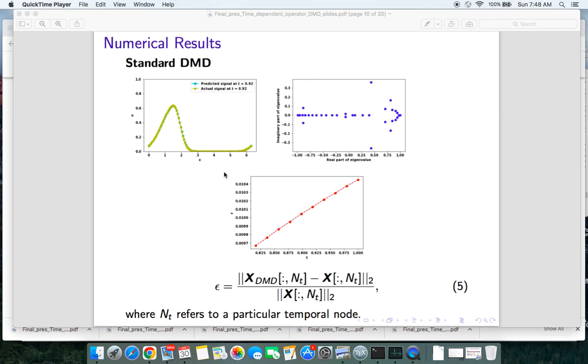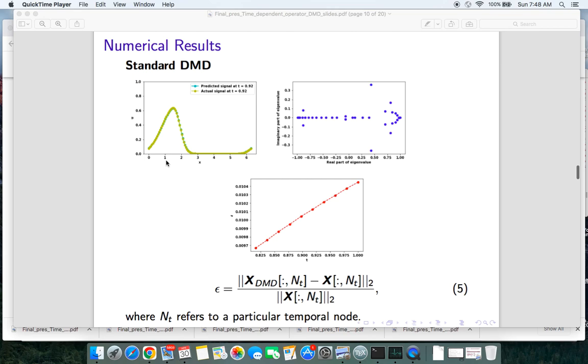So standard DMD, here we show the actual signal at t equals 0.92 and the predicted signal at the same time. We see that standard DMD does well in capturing the dynamics. The predicted signal agrees pretty well with the actual signal at t equals 0.92.